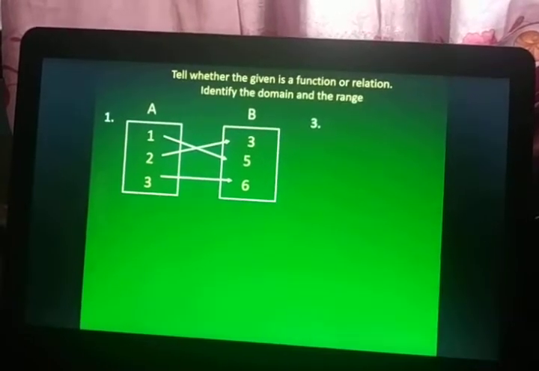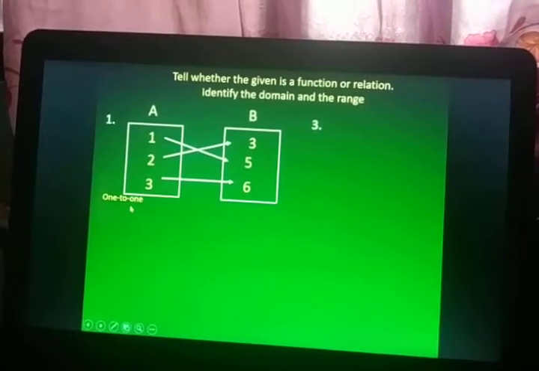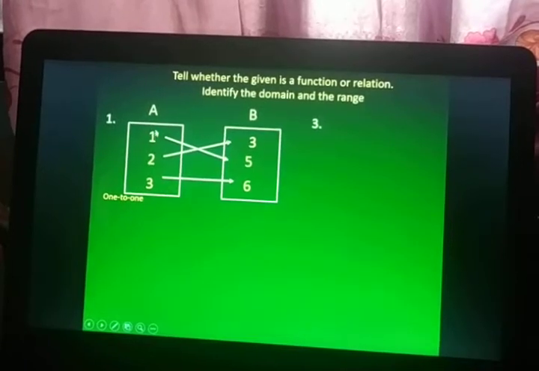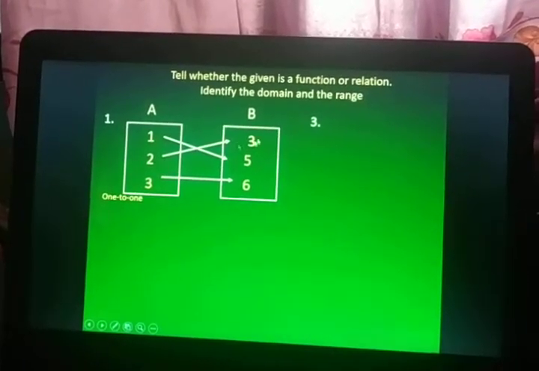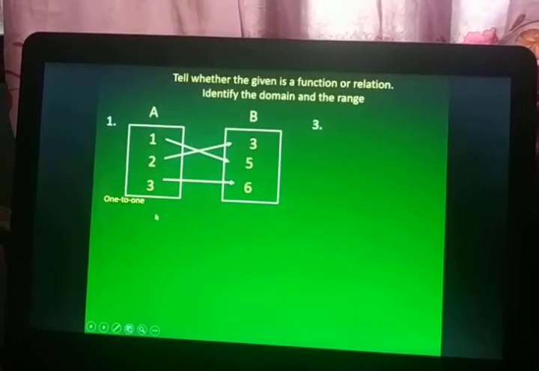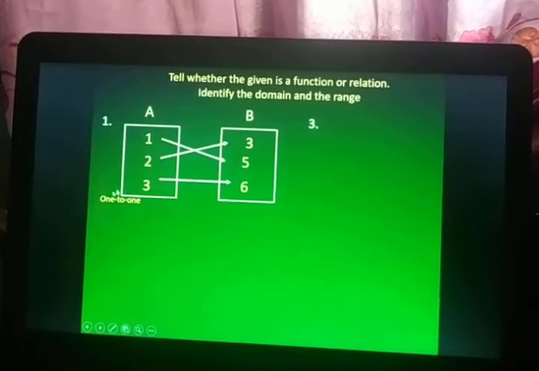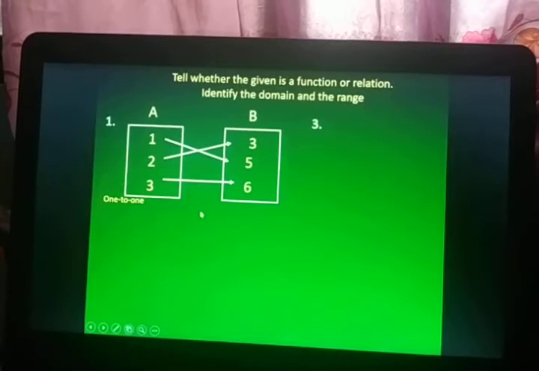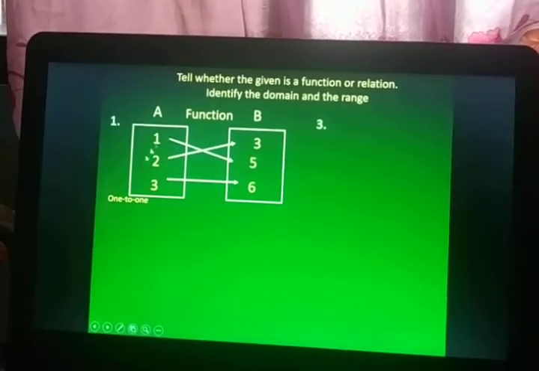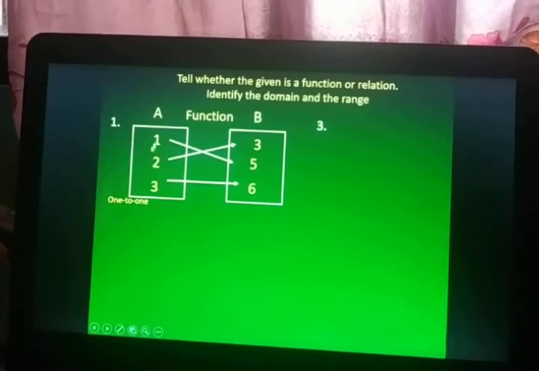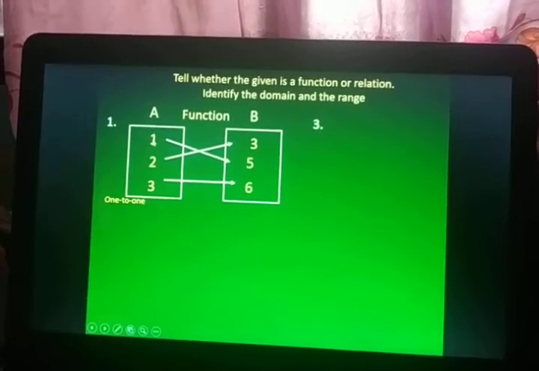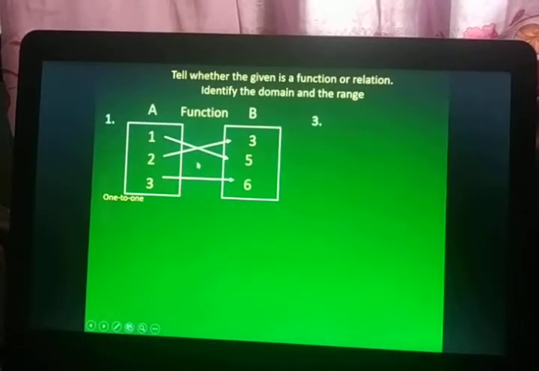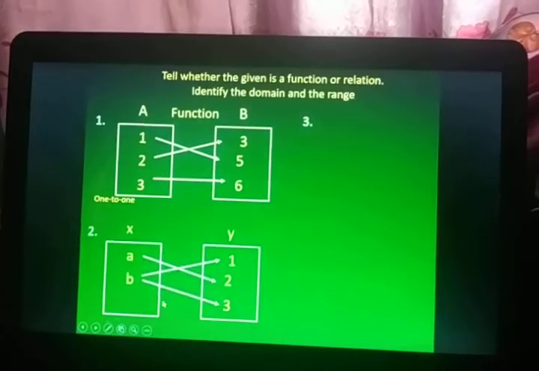This is what we call the one-to-one correspondence, where isa ang value nga A related kay B. Isa-isa gid sila kapares. One-to-one correspondence. And so one-to-one correspondences are called functions. So number 1 is a function. Kay wala repetition ang value or item under sa A or the first coordinate. Isa-isa lang siya.